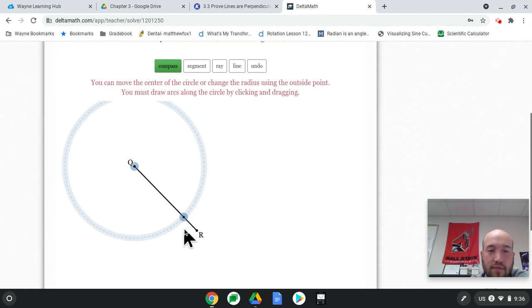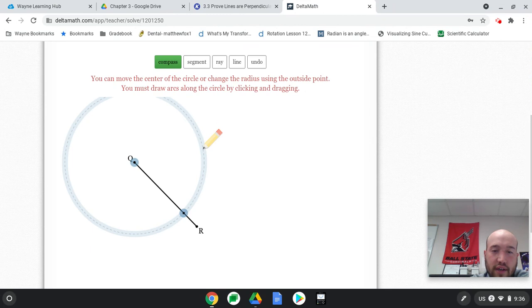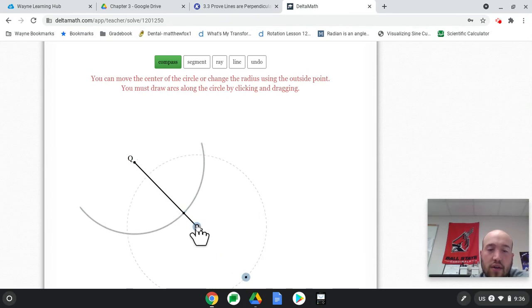Okay. Now from here, I simply click on the arc and draw halfway around. Okay. Now I move the compass. I don't move the sides. I just click on the center and I'm going to move it to the other endpoint. So I'll click it and drag it to R. I cannot change its size or else it will not work. And then I draw again where they will intersect.